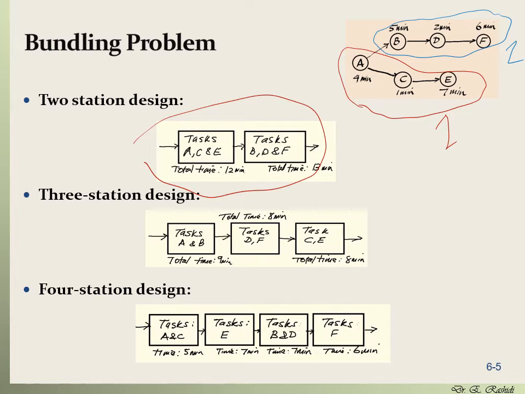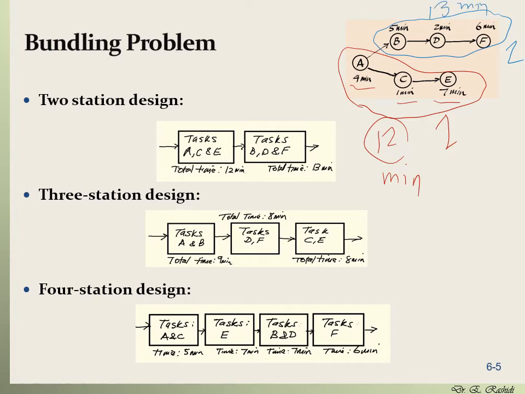If you compute the processing time in each workstation, for workstation 1, that's 4 plus 1 plus 7, so that's 12 minutes. And for workstation 2, that's 5 plus 2 plus 6, which is 13 minutes. So between the workloads of these two workstations, there is only 1 minute difference. That is much less than the 6 minutes that we had before.